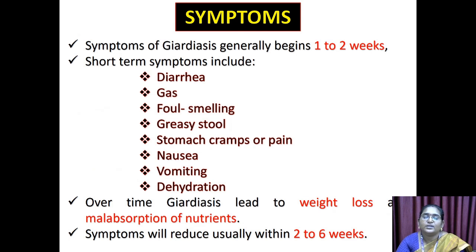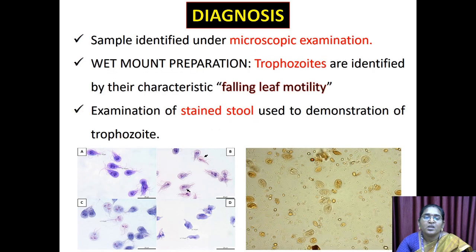Symptoms of Giardia lamblia. Symptoms of giardiasis generally begin 1 to 2 weeks after infection. Short-term symptoms include diarrhea, gas, foul-smelling greasy stool, stomach cramps or pain, nausea, vomiting and dehydration. Over time, giardiasis leads to weight loss and malabsorption of nutrients. Symptoms usually reduce within 2 to 6 weeks.